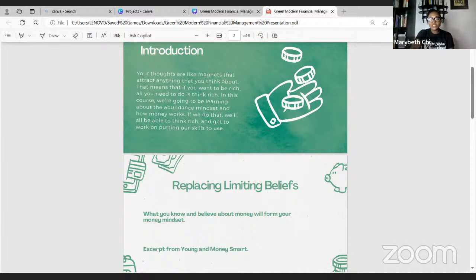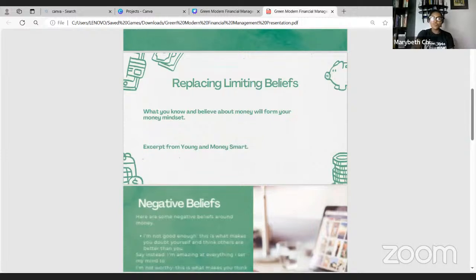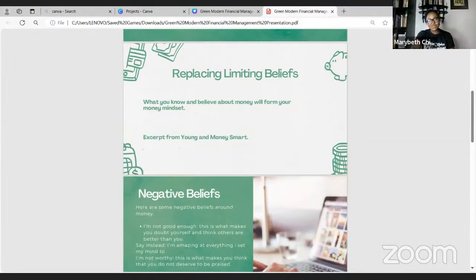Okay, it's not one thing to want to be rich, it's the other thing to know how money works and to know what to do in order for you to be rich, wealthy. All right, so this is what we are going to be looking at.